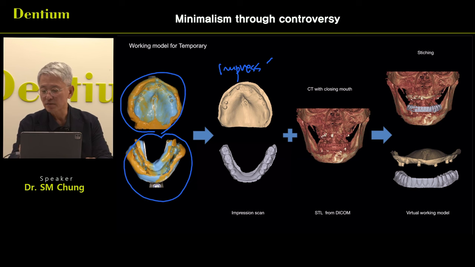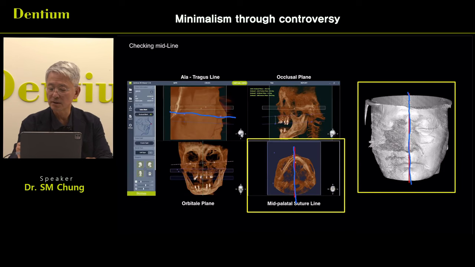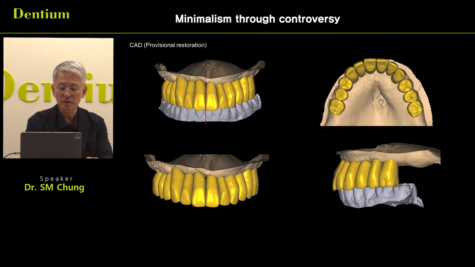With that, and with the interorbital line, the mid-palate suture line, and the alatragus line from the soft tissues, we can make the occlusal plane. And with that, we can make a virtual setup of the teeth. As you see, there is a midline from the soft tissues, but the mid-palatal suture line is much more precise compared to the soft tissues. We can also make the alatragus line and the interorbital line, all combined together to make the occlusal frame. With that, we have a virtual setup of the upper teeth.